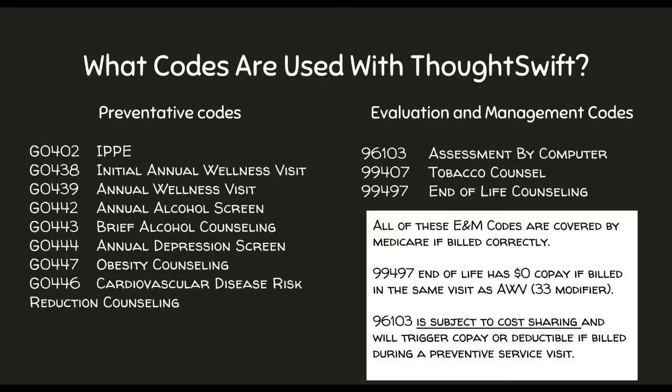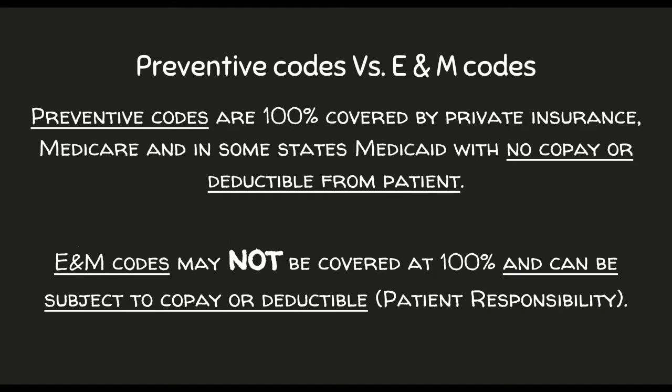Here are the codes that we utilize in the ThoughtSwift program. The top three on the left-hand column here are the annual wellness visit codes. The G0442, G0444, and 96103 are utilized for the EHA. It's important that you make sure that these are available in your EHR or in your super bill. We have preventive codes that we utilize and E&M codes. The preventive codes should be covered by commercial payers and Medicare. There are some exceptions to that rule with some grandfathered plans, but it is very rare, whereas the E&M codes may actually be subject to patient responsibility.